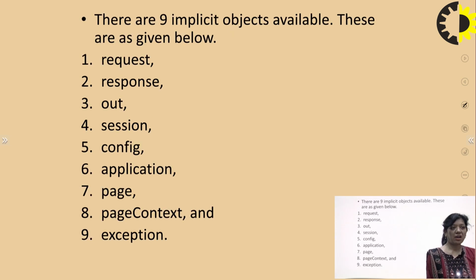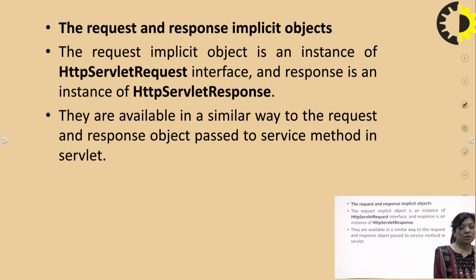So basically we have nine implicit objects available. First one is request, response, out, session, configuration, application, page context, and exception. The request implicit object is an instance of the HttpServletRequest interface, and response is an instance of HttpServletResponse. So we can say they are available in a similar way to the request and response objects passed to the service method in the servlet.